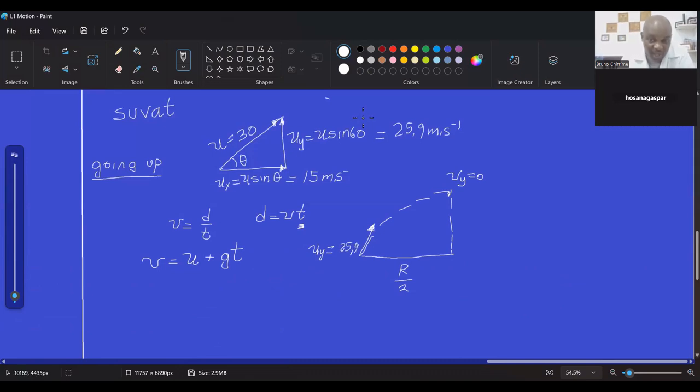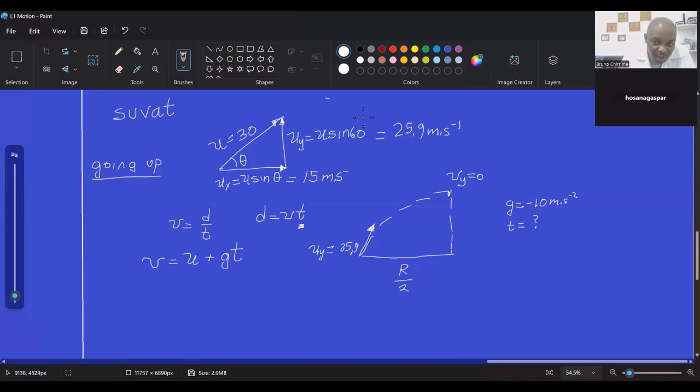Uy is 25.9. So we have data: vy, uy, and g. G is 10, and since it's going up, we can say g is minus 10, just for coherence, minus 10 meters per second squared. And then what else do we have? We want time, so time is an unknown. Now, can the first equation help us? It seems like it can help us.